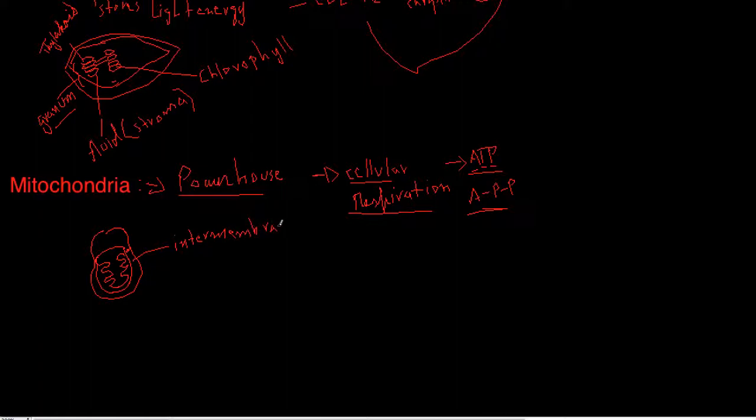Intermembrane space. And if you see these foldings right here, they are called the cristae. And inside the cristae we have the fluid, which is called the matrix.